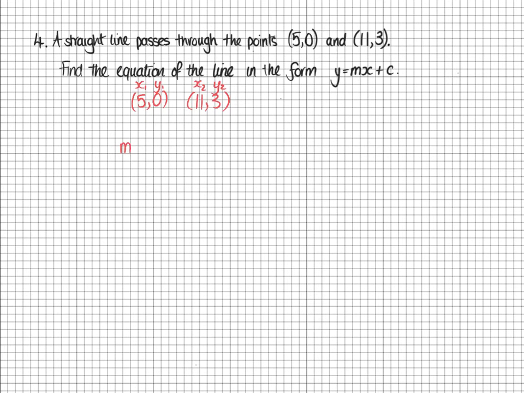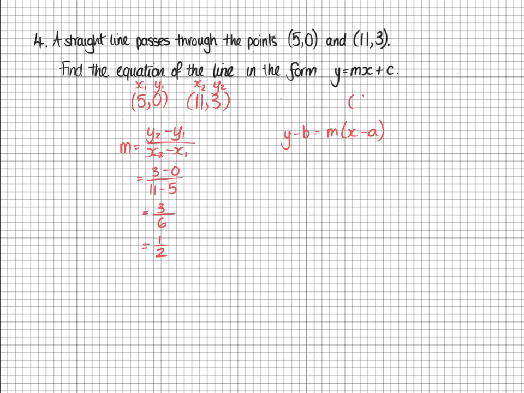So m is equal to y2 minus y1 over x2 minus x1, which is 3 take away 0. Then on the bottom we've got 11 take away 5. So we get 3 on the top, we get 6 on the bottom, so it is a half. And then we use the formula y minus b equals m(x minus a).